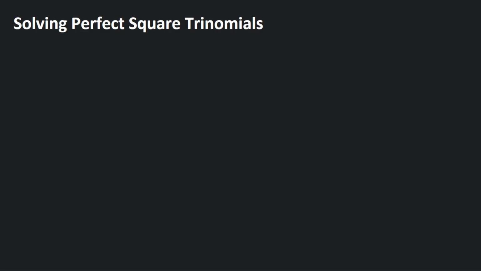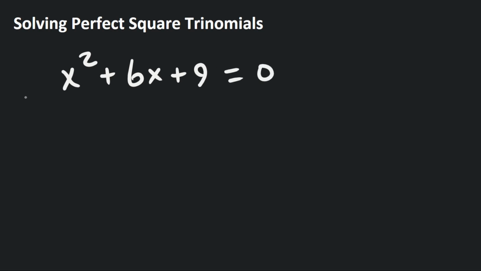Hey everyone, in this video we'll talk about how to solve perfect square trinomials. So let's say we had this quadratic equation right here, x squared plus 6x plus 9 equals 0. The first step is to get this in ax squared plus bx plus c form, and as you can see it is already in that form.